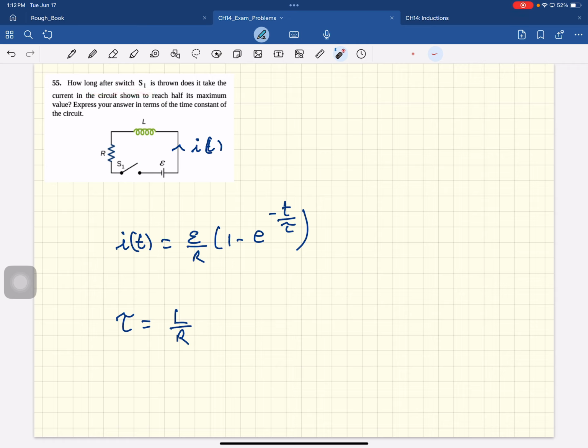It takes the current in the circuit. How long after a switch is thrown does it take the current to reach half its maximum value, in terms of the time constant? Okay, so t equal to infinity gives you the maximum value, so you want half the maximum value.